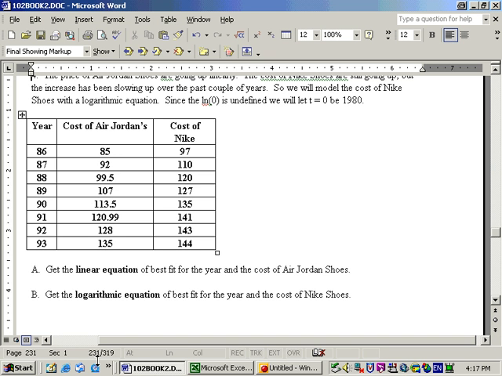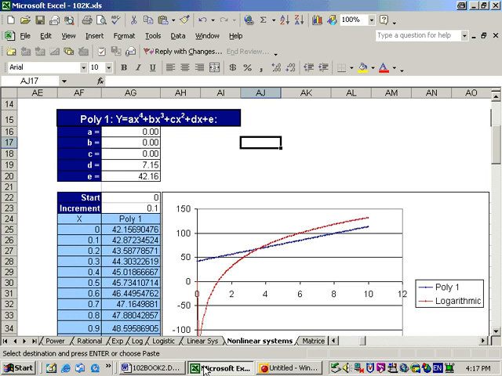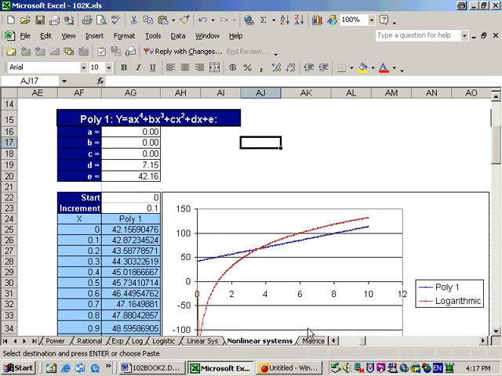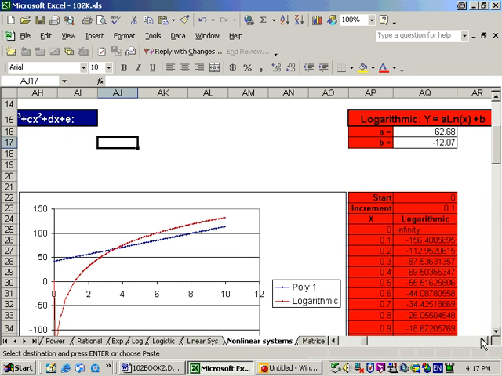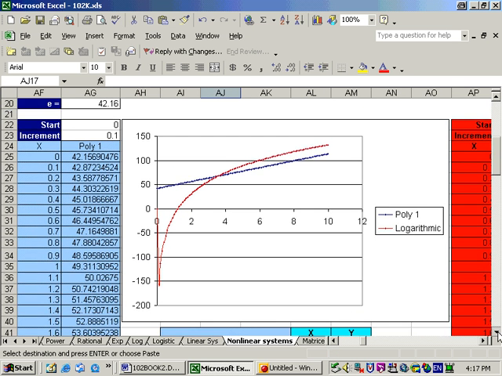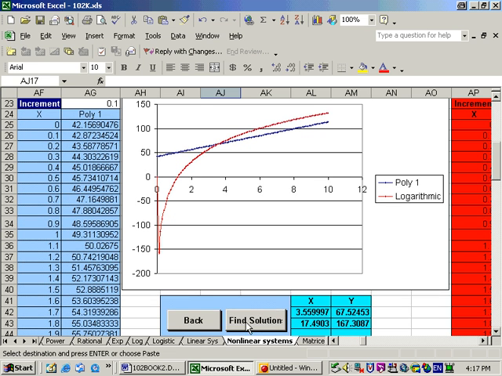So I went to my logarithmic page. I put in those values. I got my logarithmic equation of best fit, copied them over, went to the nonlinear sheet, and pasted those coefficients in here. And then, once I get those two equations, I can just click Find Solutions here. It only takes a second to find these solutions.